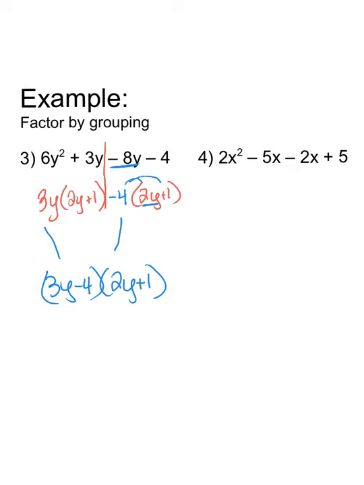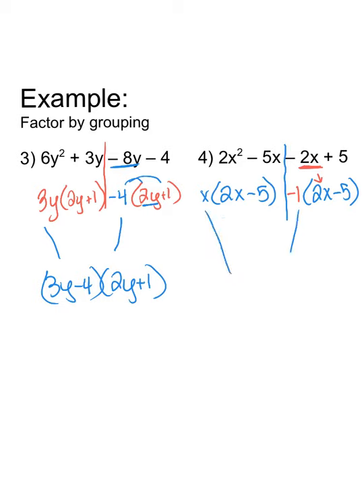For number 4, again, we're going to start by splitting it in half. On the left, the greatest common factor is an x. I'm left with 2x minus 5. I have to have 2x minus 5 on the right. So again, if I do that little cheat, negative 2x divided by 2x is negative 1. So my factors here become the first terms, so my x minus 1, and my repeated term, 2x minus 5.